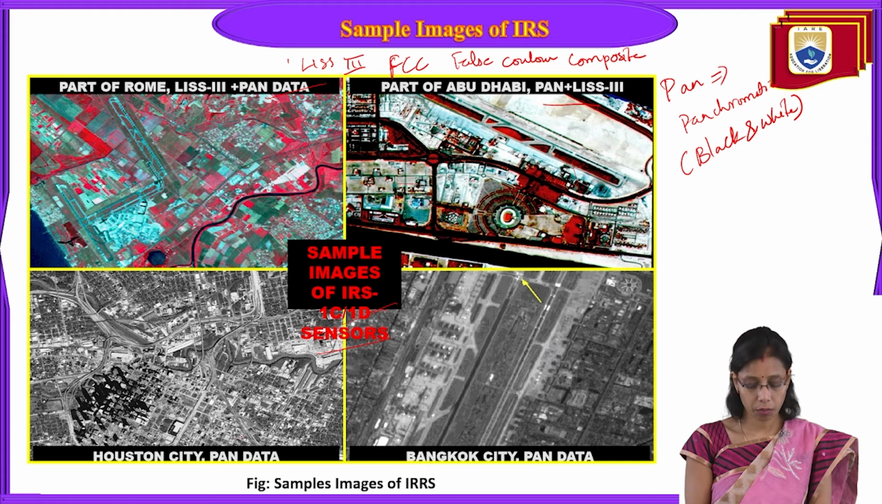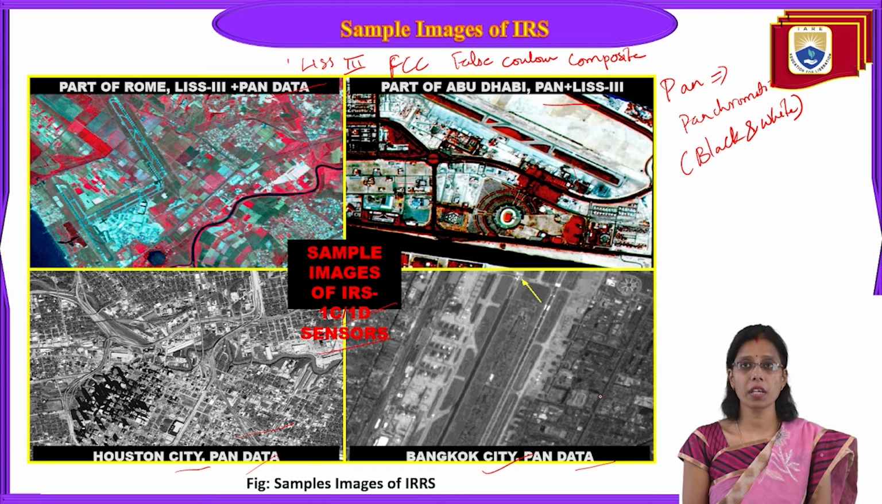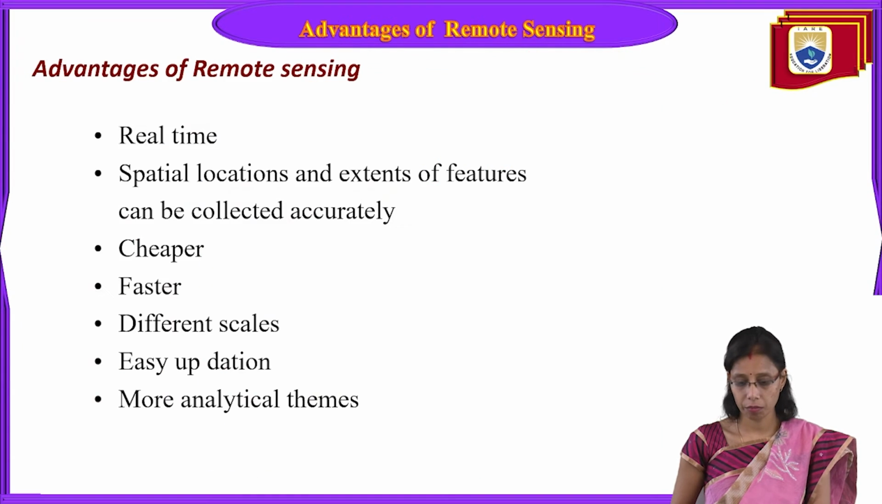Here we have some more data, like this is the PAN data of Austin city. You have Bangkok city PAN data. If you want this PAN data converted to a color image, we can take the same area data for LISS 3, and merge both with the help of software. The software which we use is ERDAS software, which will help us merge these two types of data to get a clear picture of the area.